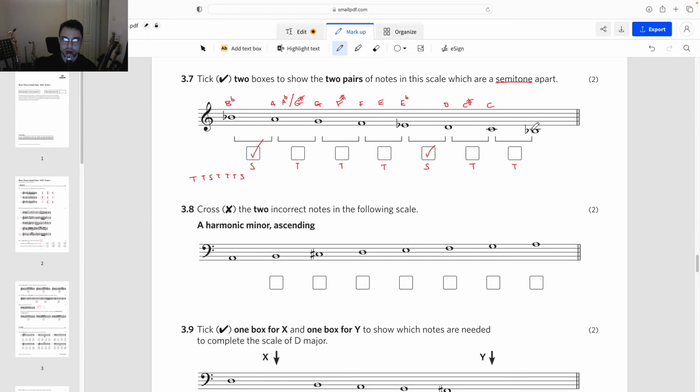And what about C to B flat? Yeah, there's a note we could fit between these two, B. So this is a tone. All right.